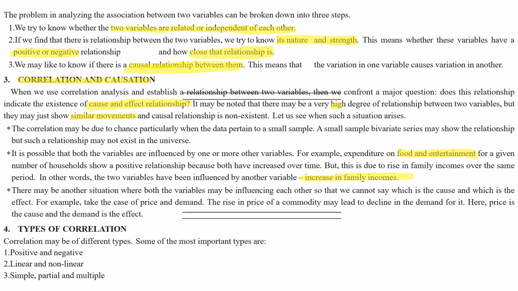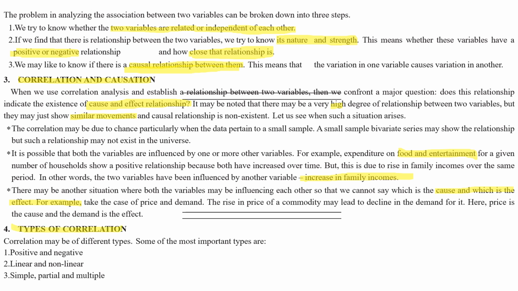There may be another situation where both the variables may be influencing each other so that we can't say which is the cause and which is the effect. We don't know which is the cause and which is the effect. For example, the case of price and demand. The rise in price of a commodity may lead to a decline in the demand. Here price is the cause and demand is the effect. Or a rise in demand may lead to a decline in the price. Then the cause and effect change. So we can't judge which is the cause and which is the effect.